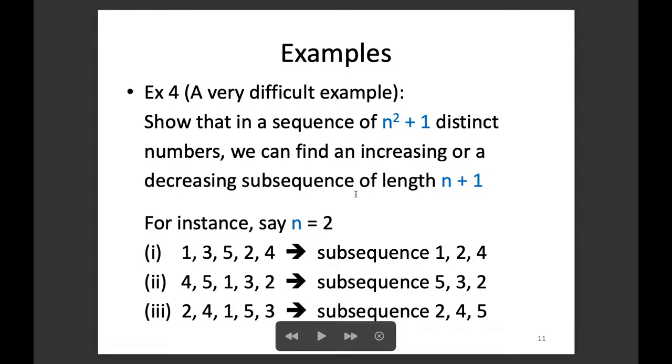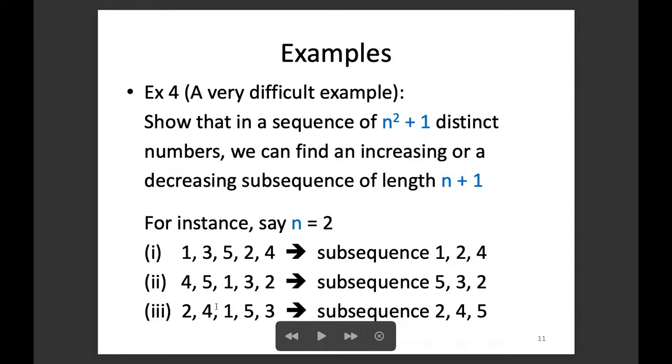Now, in this problem, we want to show that no matter how you arrange the n squared plus 1 distinct numbers, for instance, I have 5 numbers, no matter how I arrange them, like 2, 4, 1, 5, 3, there must be an increasing subsequence, or it's not necessarily always increasing, but then we can find a decreasing subsequence instead, such that the subsequence is long enough, it is of length n plus 1. So for instance, in this 2, 4, 1, 5, 3, I can find 2, 4, 5. This is an increasing subsequence.